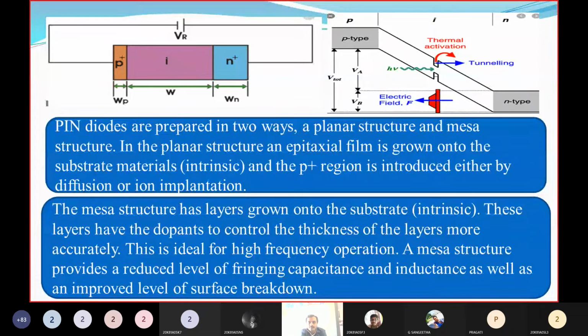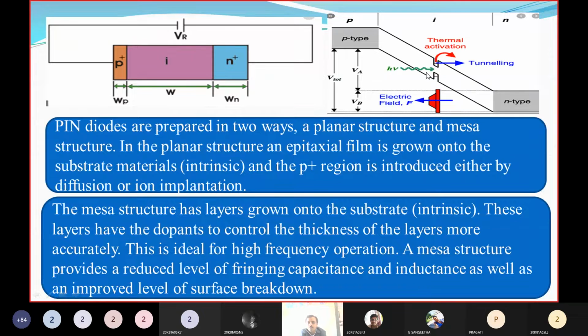Now, we already know the construction, so let us go to the working. Whenever light is incident on the intrinsic region, which is nothing but the depletion region, charge carriers are produced, and due to these charge carriers, current flows through the circuit. That is the working.